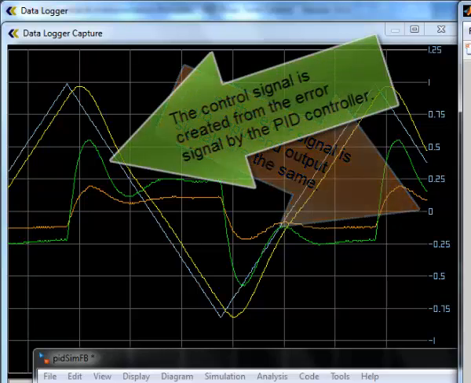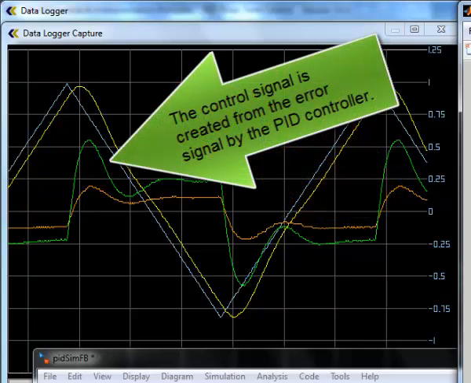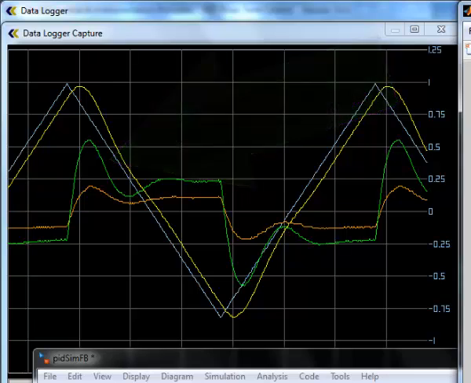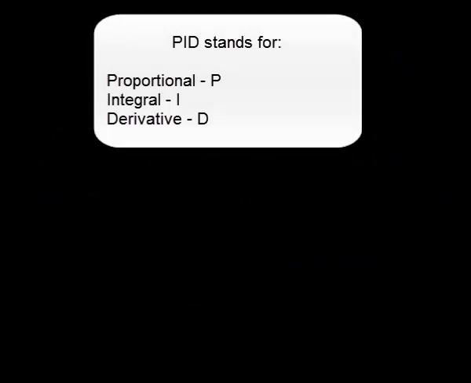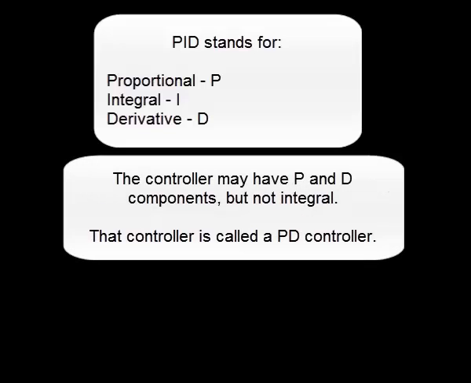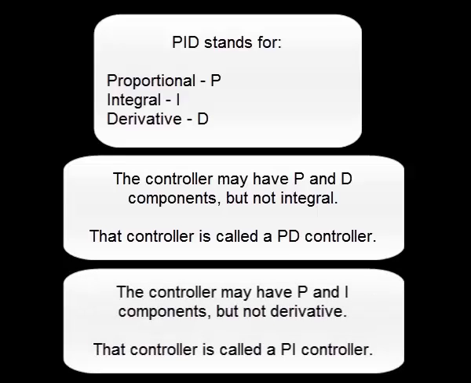The control signal is created from the error signal by the PID controller. PID stands for P for proportional, I for integral, and D for derivative. The controller may have P and D components, but not integral. That controller is called a PD controller. The controller may have P and I components, but not derivative. That controller is called a PI controller.